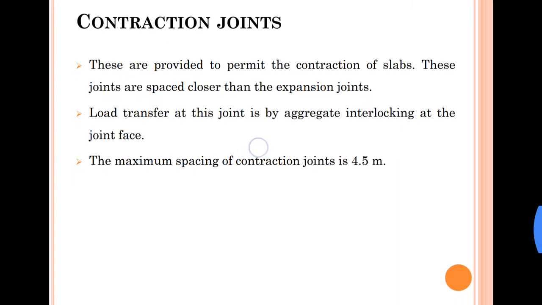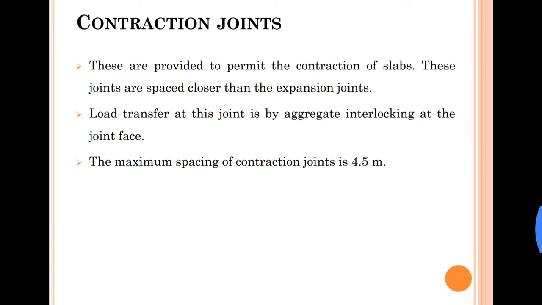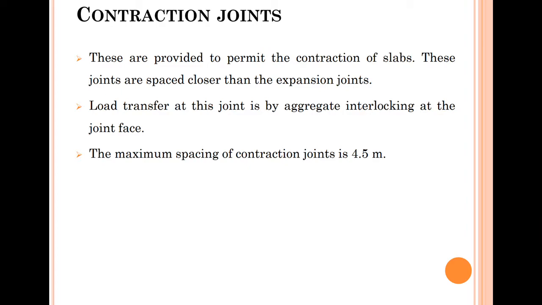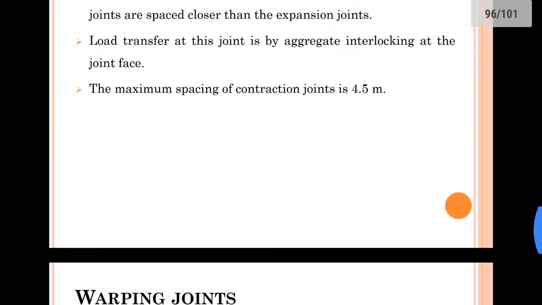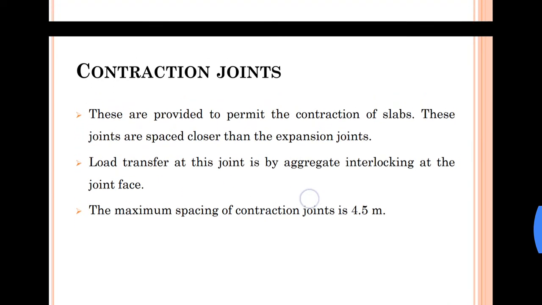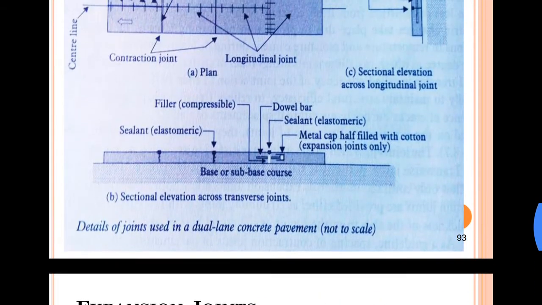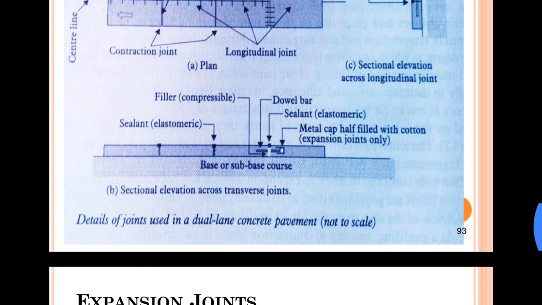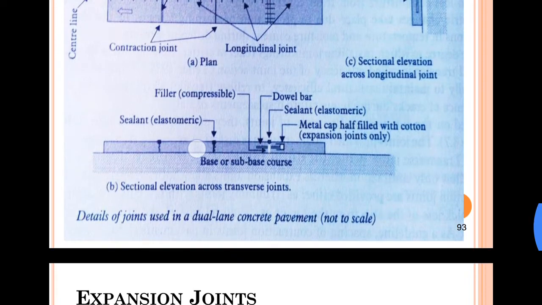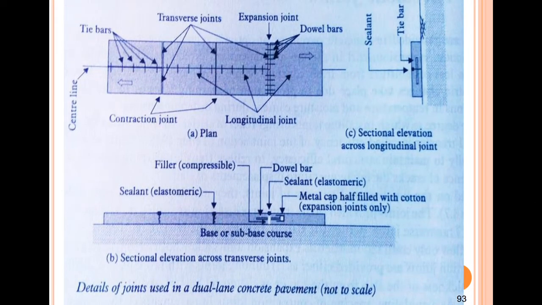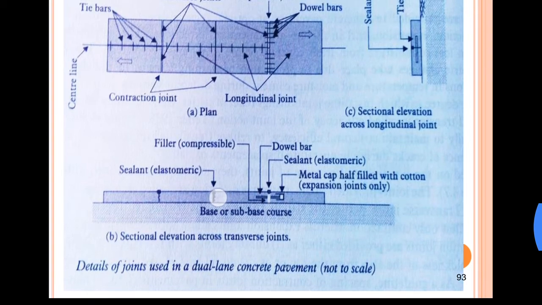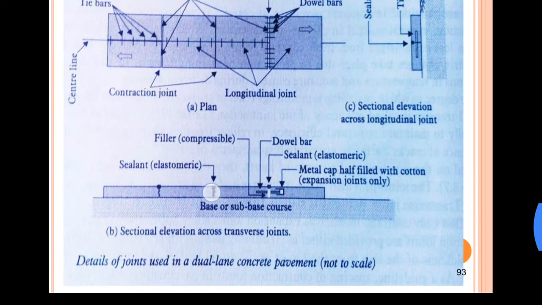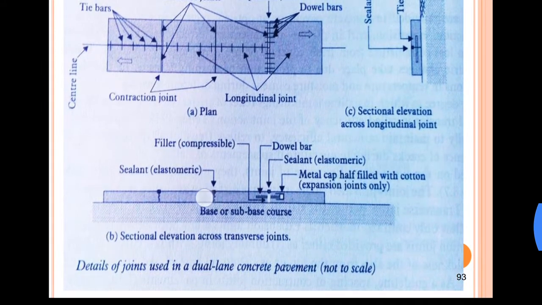Then we have contraction joints. These are provided to permit the contraction of slabs. These joints are spaced closer than the expansion joints. So what are contraction joints? They are joints which are not cut to the full depth, but only to half depth or even less. So a cut in the road or in the concrete slab up to half the total depth, to account for contraction.